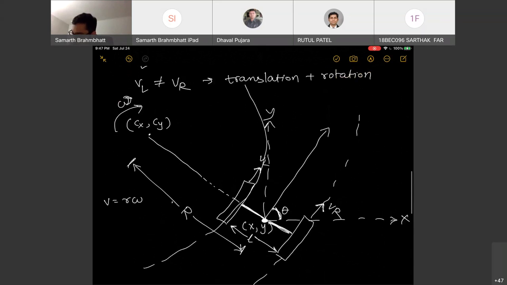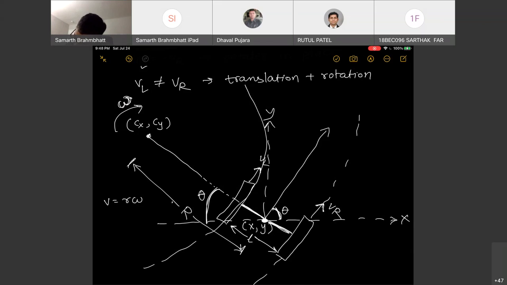Intuitively, what we need to do is simple, right? We know what we need to do. So we know the equation of omega. So actually, let's first derive this Cx and Cy from this equation. So similarly, if you draw this axis, then this angle is also going to be theta, right?